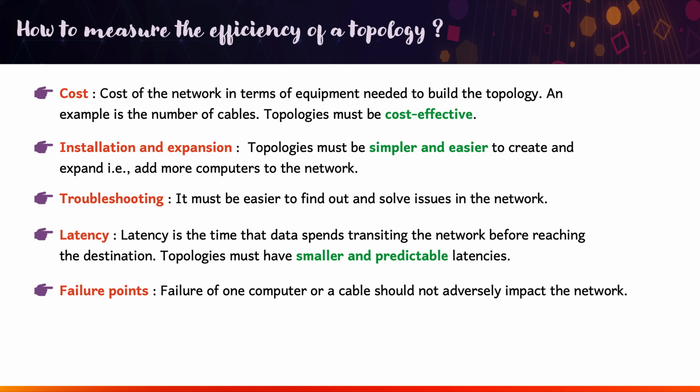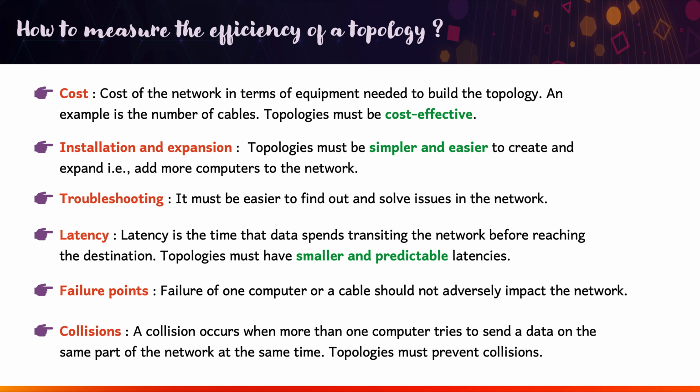Let's say in some networks, if one computer in the computer network goes down, the entire topology stops functioning. So that is a problem. We want to have as few failure points as possible, and even if there is a failure, that should not impact the rest of the topology from functioning properly. This is a key aspect that we'll keep analyzing in these metrics as we learn the individual topologies.